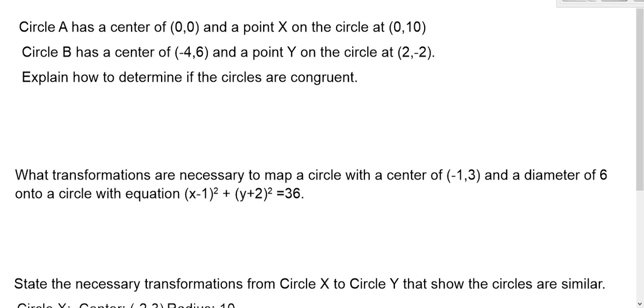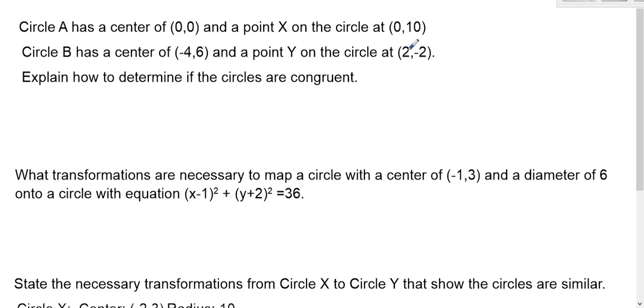So these are related to what we were doing. They're slightly different. Here they give us a circle. They give us the center and another point on that circle. And then circle B has this center and another point on the circle. And we want to know if the circles are congruent.